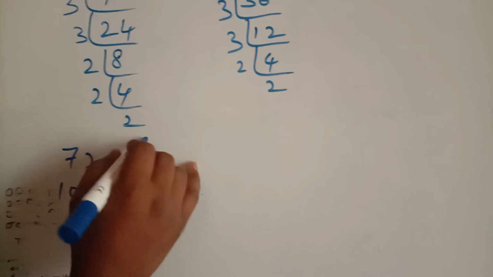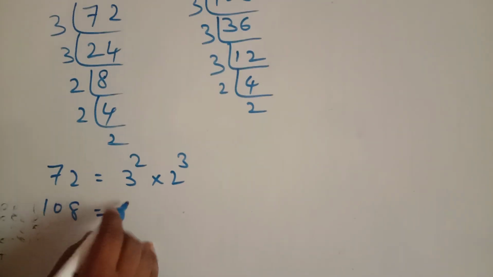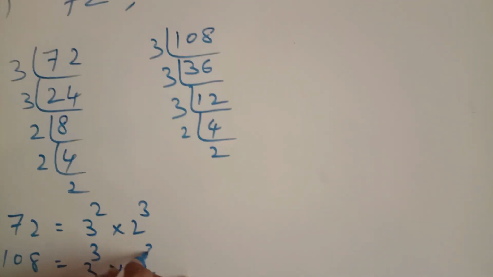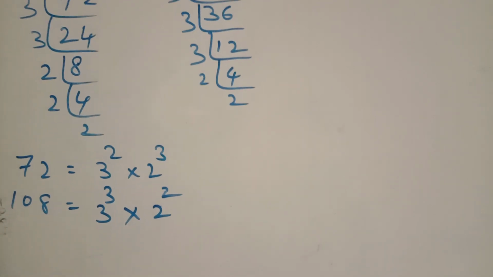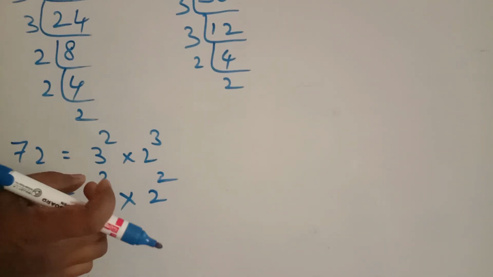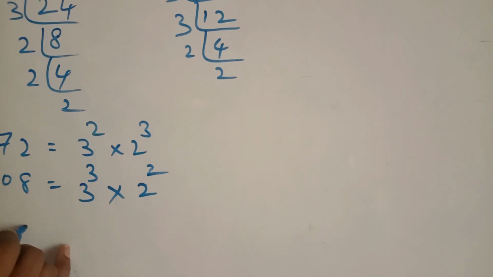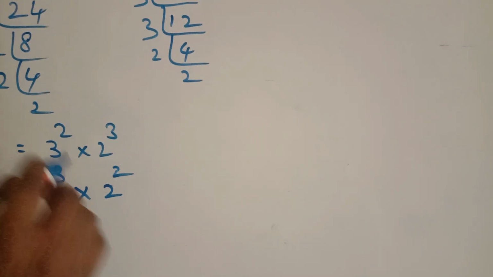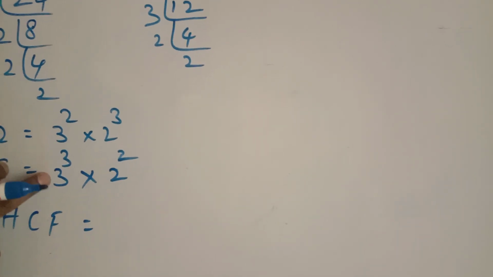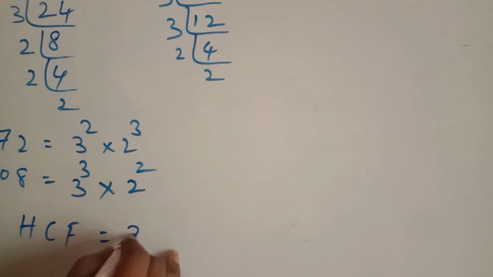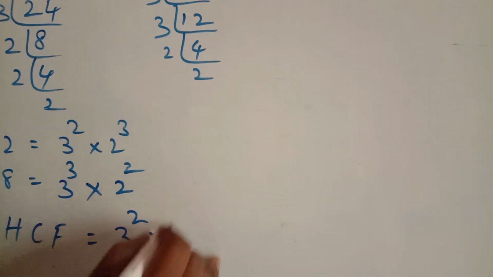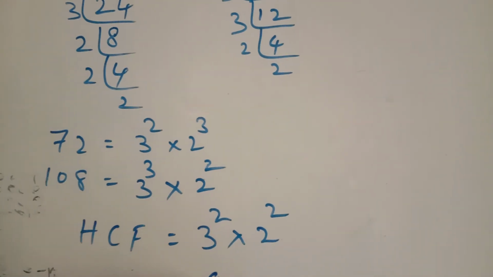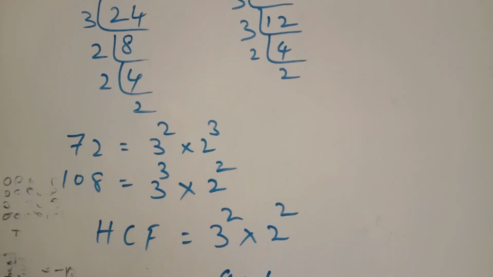72 can be represented as 3 square into 2 cube, and 108 can be represented as 3 cube into 2 square. Whenever you get values like this, you can remember that HCF is equal to the lowest power of the common number. Here 3 square and 3 cube are there, so the lowest power is 3 square, and 2 cube and 2 square are there, so the lowest power is 2 square. So HCF is equal to 3 square into 2 square, 9 into 4, 36 is the HCF.